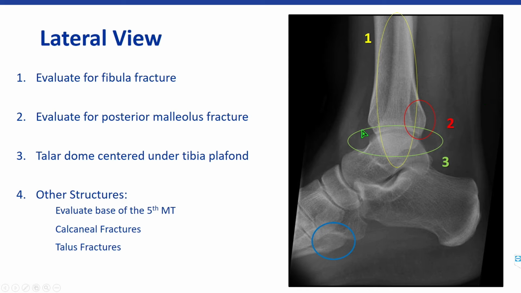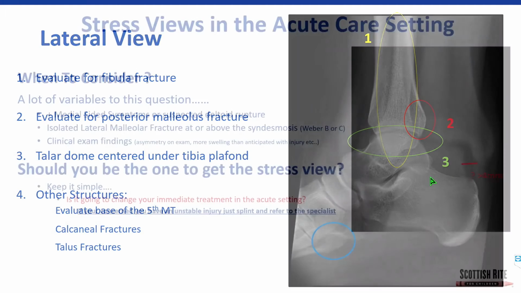And then again, to just make sure that your talus is centered under the plafond of that tibia there. It's also a great view to evaluate the 5th metatarsal. When you have a fracture here, sometimes you'll see a little lucency running through there that you may not see on your AP or mortise view as well. The calcaneus is well visualized, and the talus and talus neck are also well visualized here.